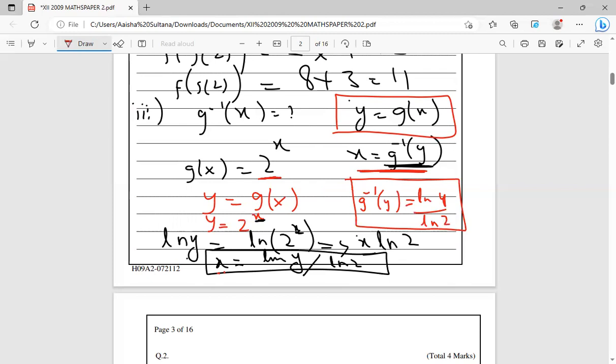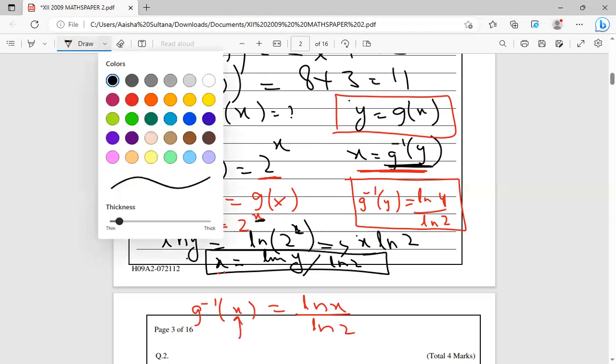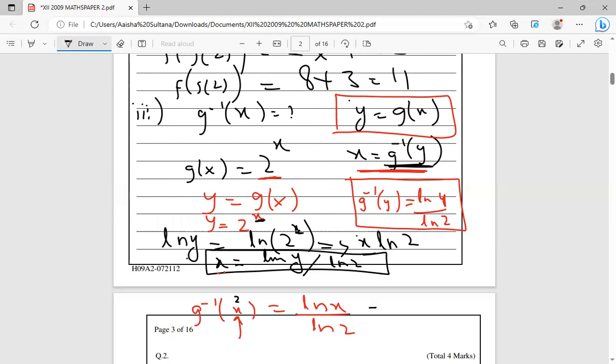In the last part, we will insert the value in place of x, which is 2. The final answer will be written in the form of x only, because the question is given in the form of the variable x. Like g inverse of x is equal to ln of x divided by ln of 2. And then we will use the value 2, which is given in the question. When we use 2, it will become ln of 2 divided by ln of 2.